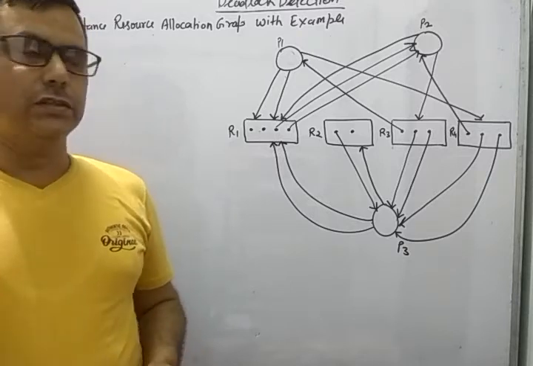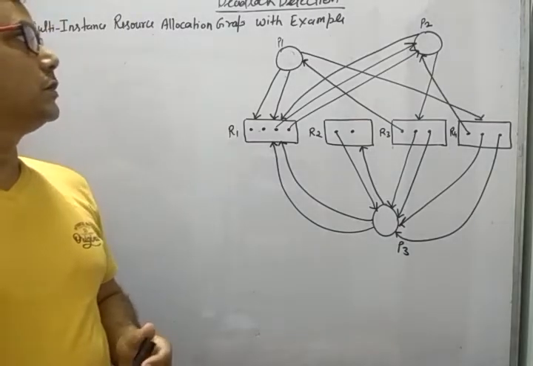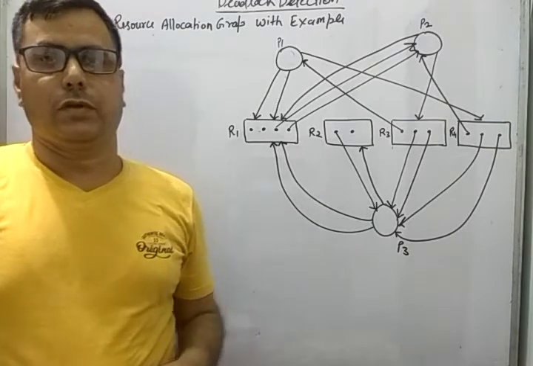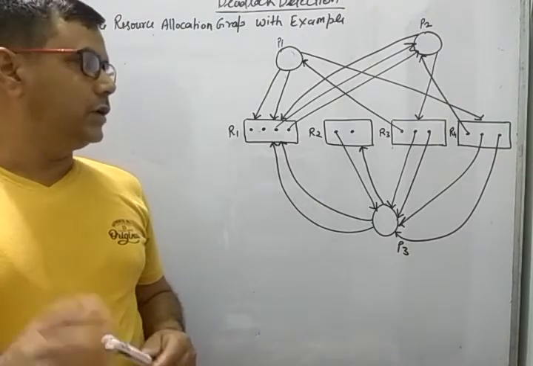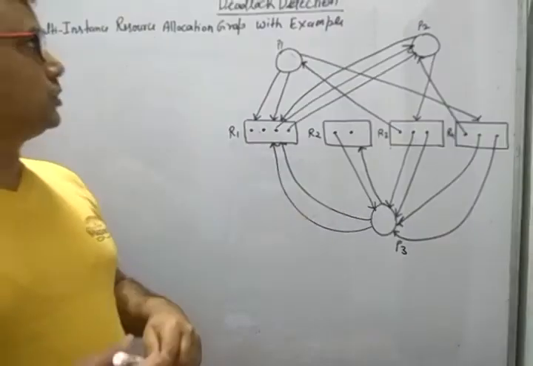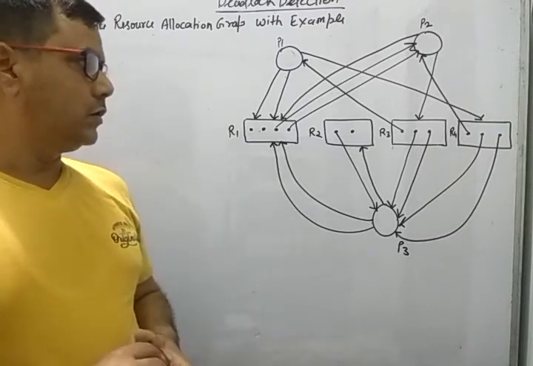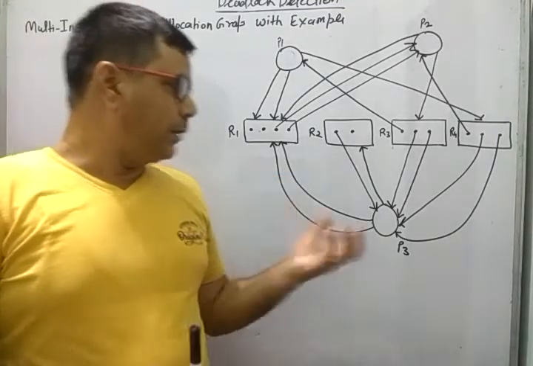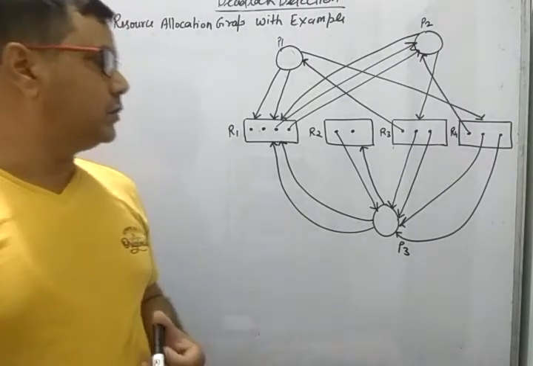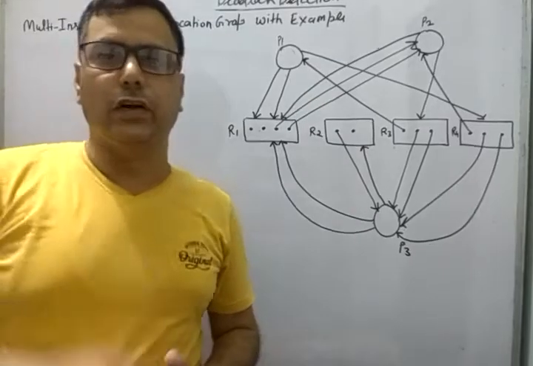Now today's topic is multi-instance resource allocation, deadlock detection. Here we have a multi-instance resource allocation graph, and now we have to find out whether the graph representing resources and processes is in a deadlock state or not.